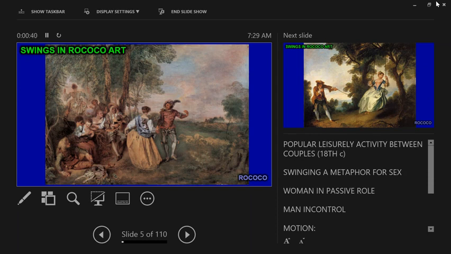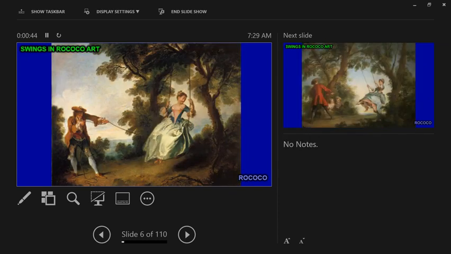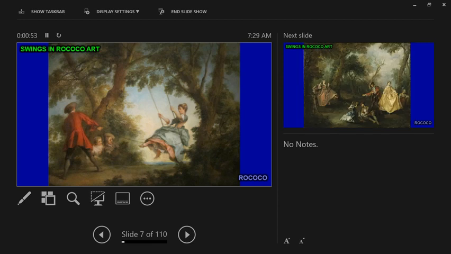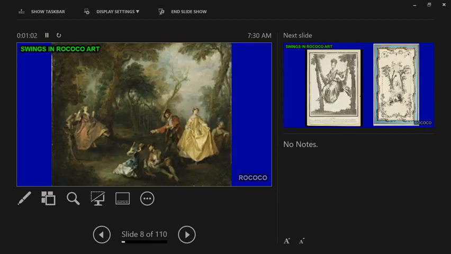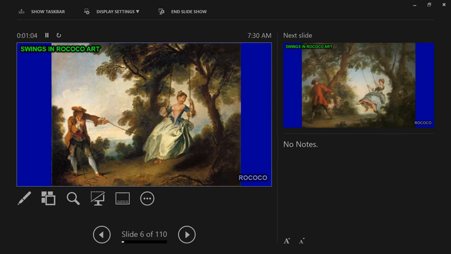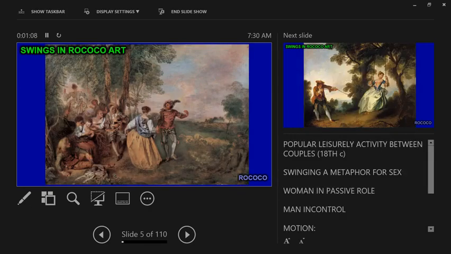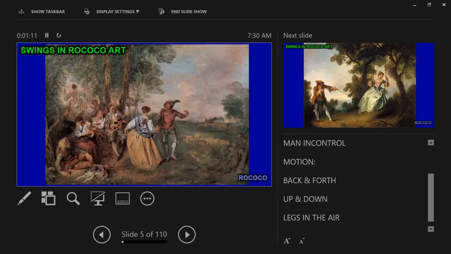So you think about being on a swing, and the way that the swings work, there's a rope tied to it. One person sits on the swing, and the other one pulls the rope back and forth. Usually the girl sits on the swing, and the guy pulls the rope. So that back and forth motion, the up and down motion, the guy being in control, and legs being up in the air. It's all a metaphor for sex.